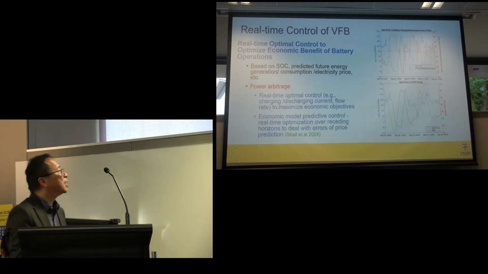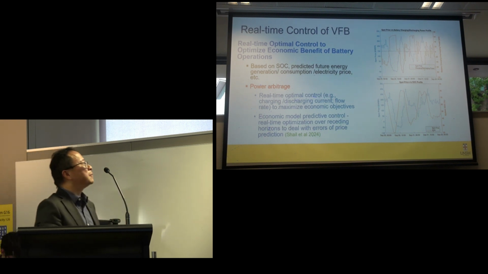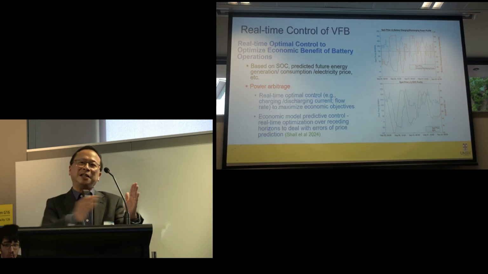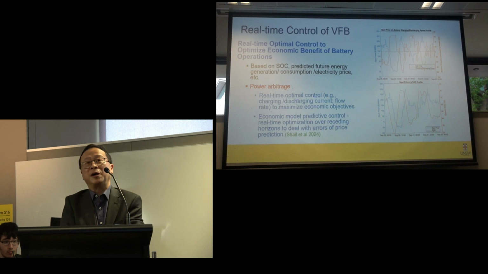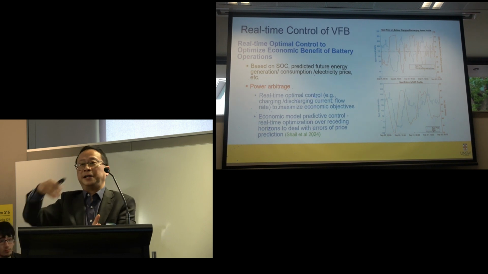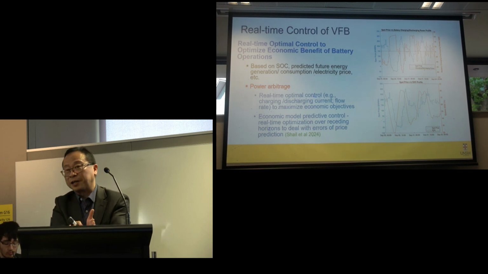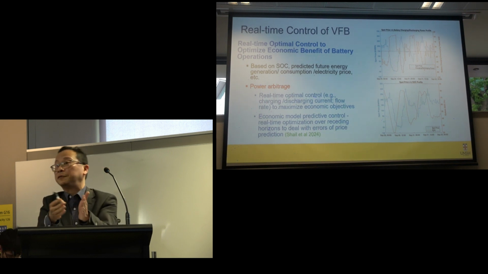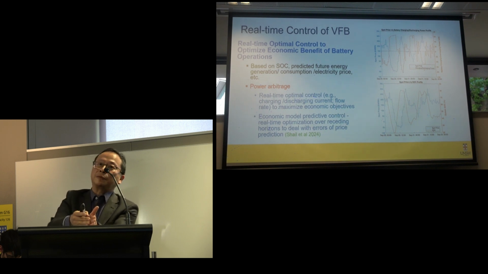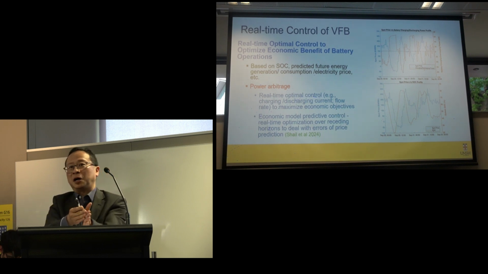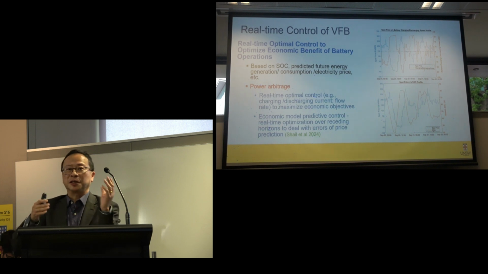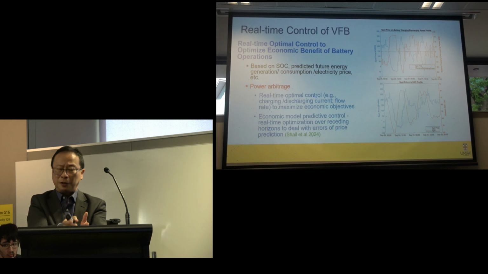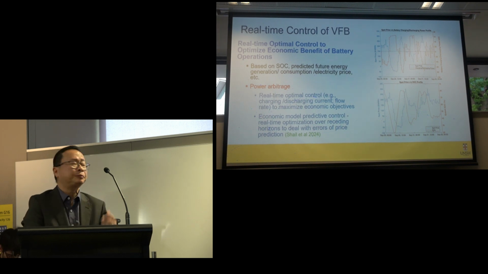So what we do here is use something called economic model predictive control. We do the optimization over what we call the receding horizon. At this time, we optimize for the next 24 hours and implement the control action for the first time point. After 15 minutes, if we receive an updated price prediction, we do the optimization all over again. This is called receding horizon. You plan for the entire 24 hours, but only implement the first step.